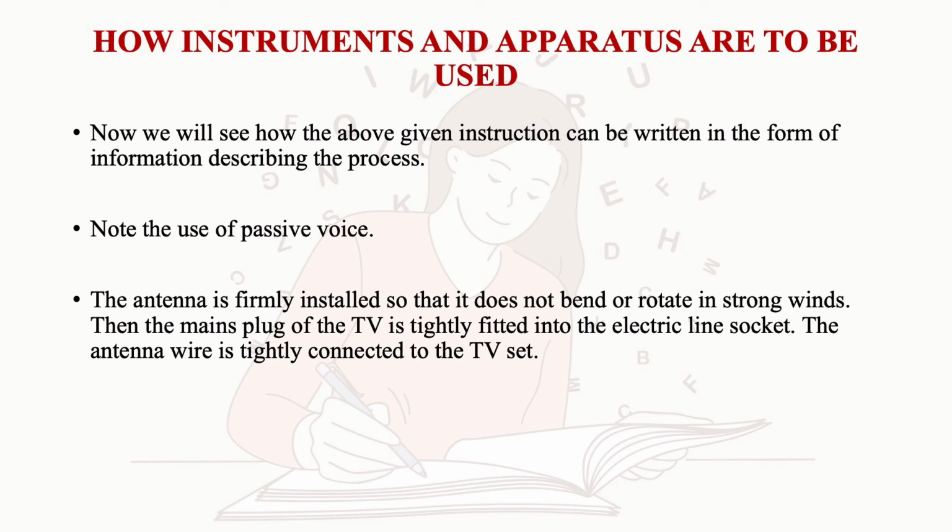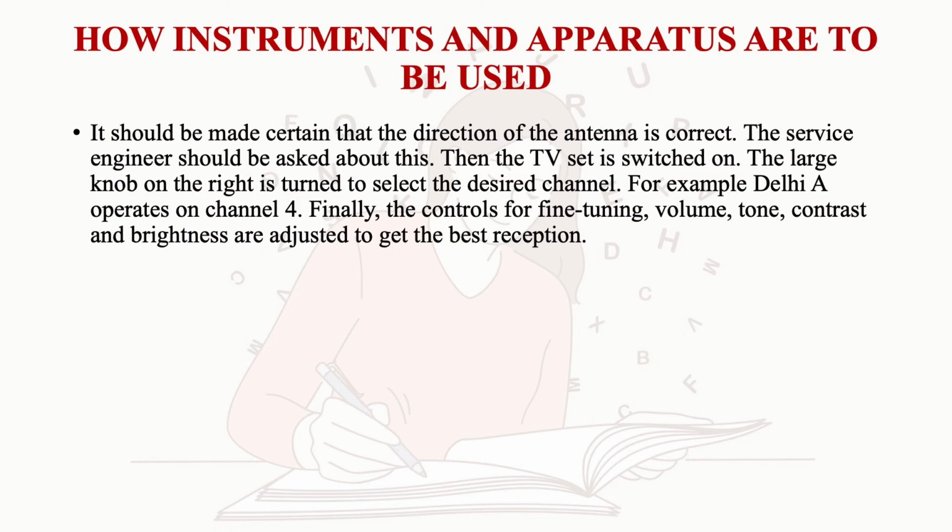The antenna wire is tightly connected to the TV set. It should be made certain that the direction of the antenna is correct. The service engineer should be asked about this. Then the TV set is switched on. The large knob on the right is turned to select the desired channel.